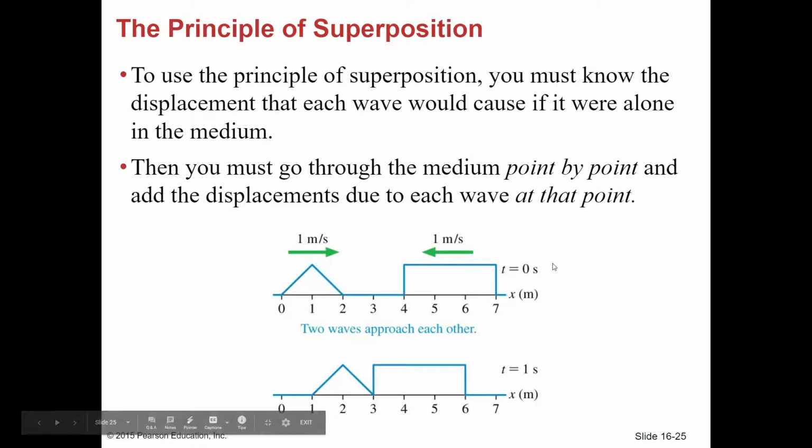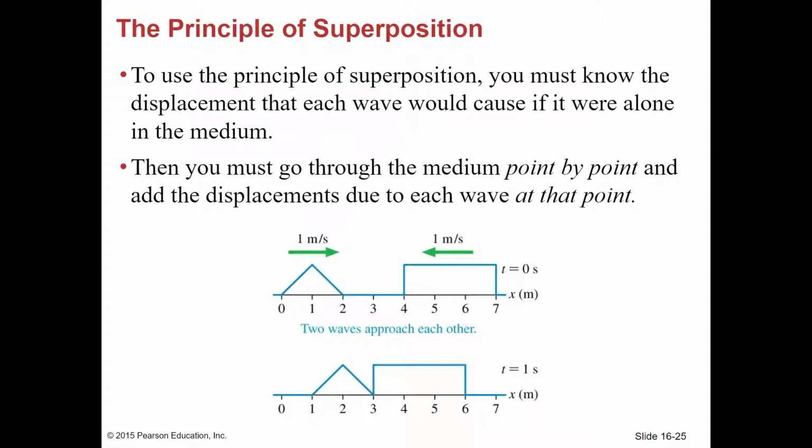This gives us some interesting concepts. To use the principle of superposition, you must know the displacement that each wave would cause if it were alone in the medium. Then you must go through the medium point by point and add the displacements due to each at that point. So here we see two waves approaching each other.